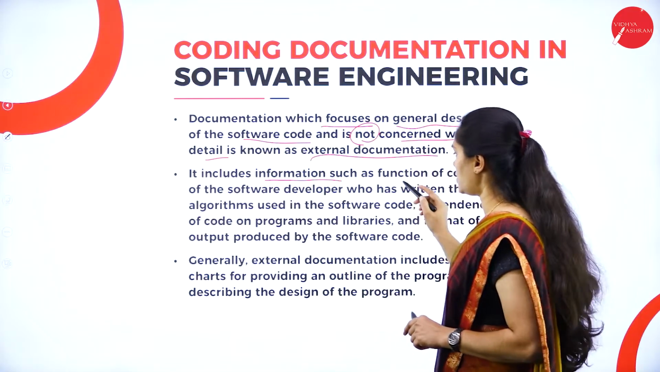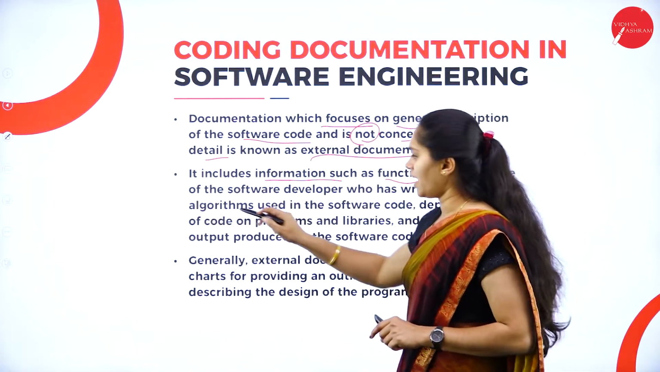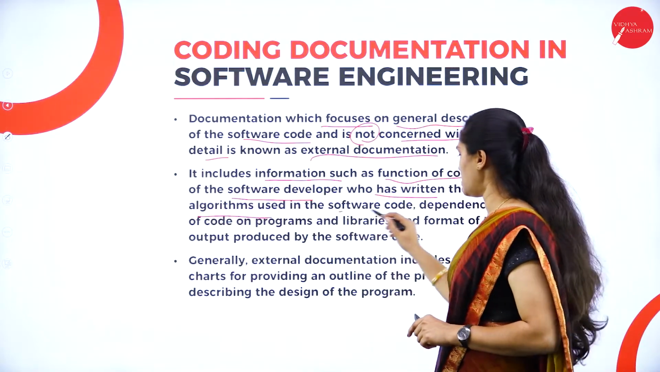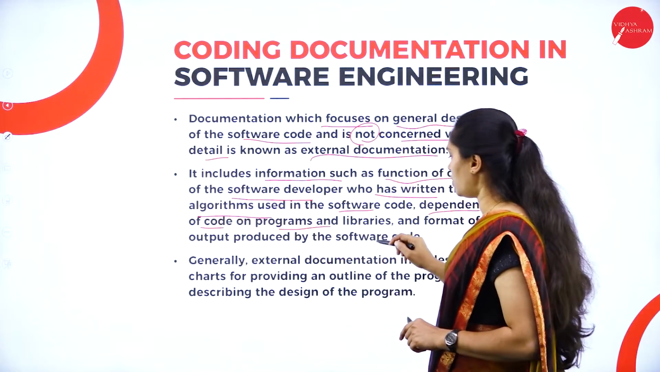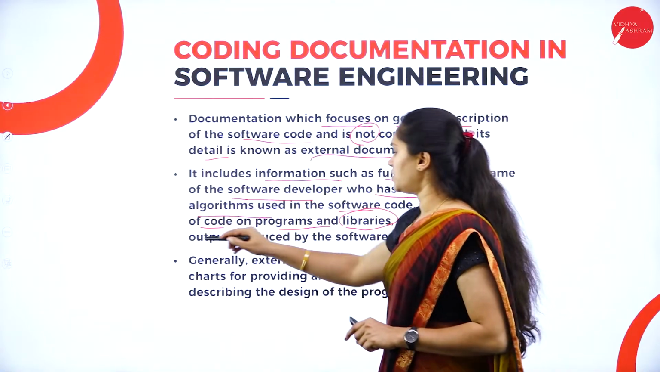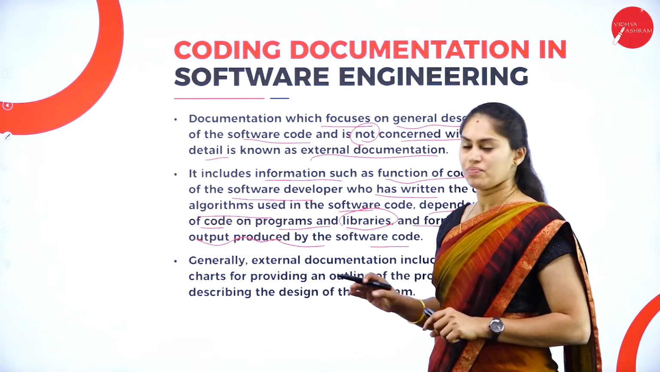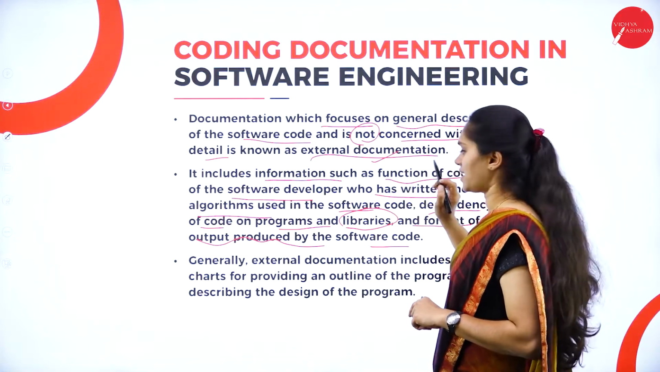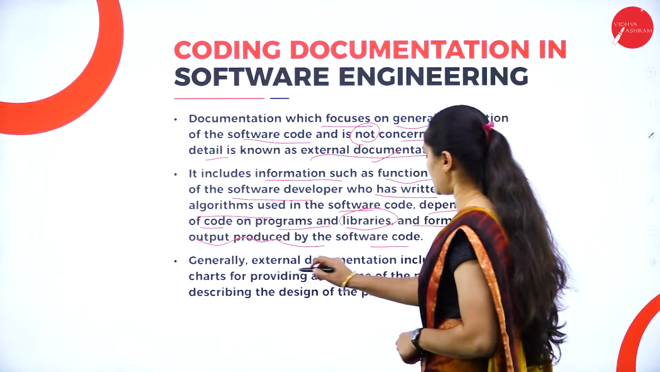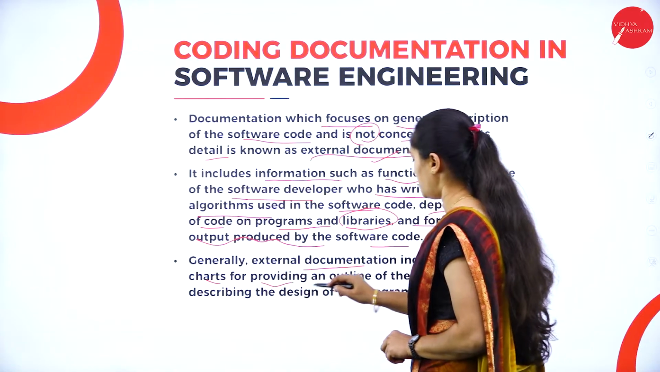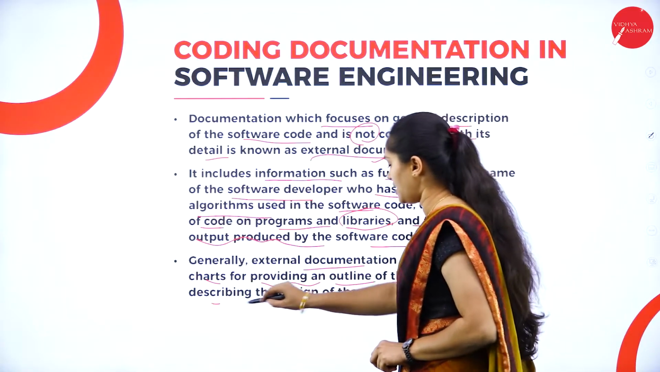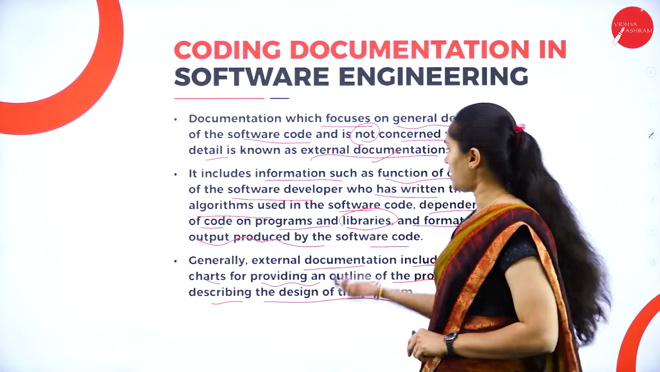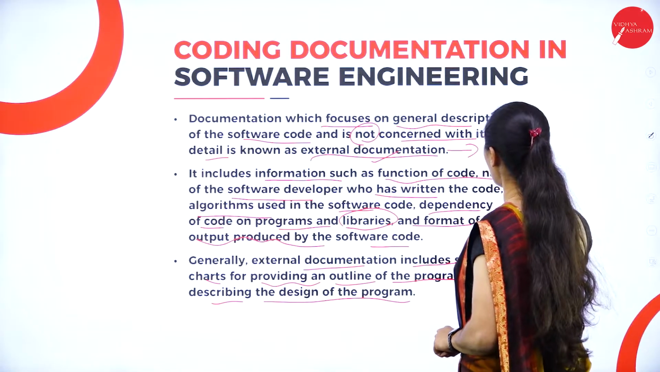Mainly it will include information related to the function of a code, the name of the software developer who has written the code, the algorithm we have used in the software code, the dependency of the code on programs and libraries, and the format of the output produced by the software code. All this set of information will be stored in the external documentation. This external documentation also includes structured charts for providing an outline of the program and describing the design of a program. Mainly it is the general description of how it needs to be used, and we are going to call this external documentation a user manual.